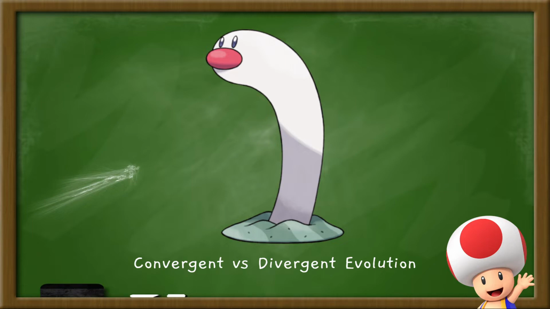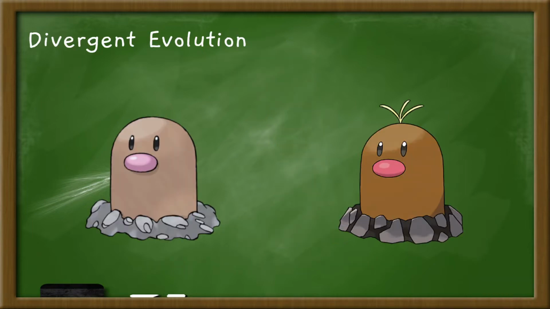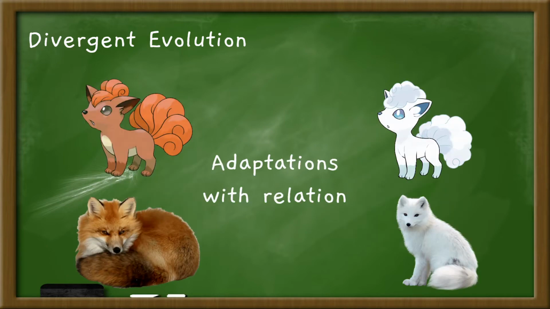Alright, so we'll start with something we know pretty good, divergent evolution. A great example of this is actually Diglett's other form, its lowland form. To the left, we have Cantonian Diglett, and to the right, a lowland Diglett. And I'll explain this using another example, which is Vulpix. So we have Cantonian Vulpix and a lowland Vulpix.